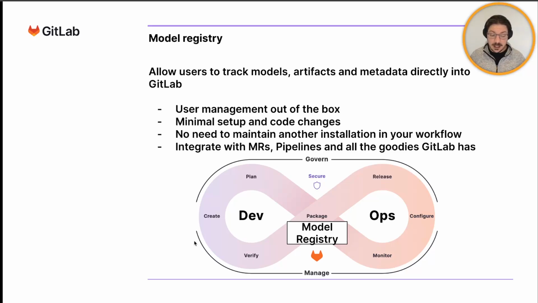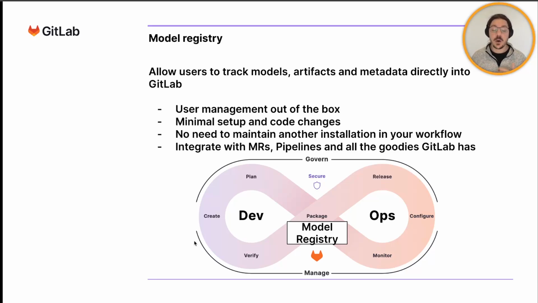And within MLOps, it is a central place for managing machine learning models. So it's what connects creating a machine learning model to deploying the machine learning model. And within this idea of giving GitLab users a way of managing their machine learning models, we want to provide them also with user management out of the box. A model registry is attached to the project that you are working on, so you can control which users have access to which models.